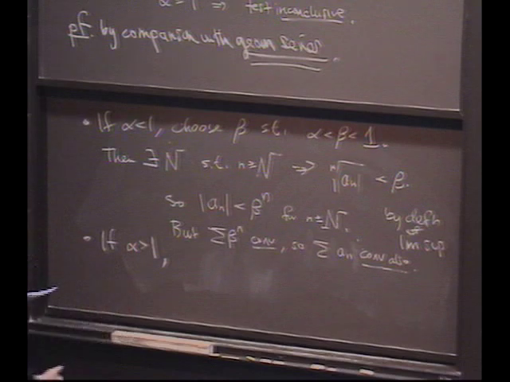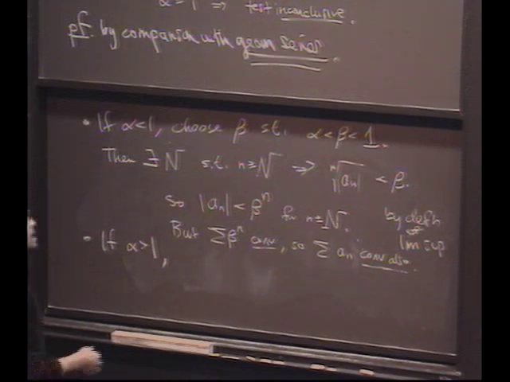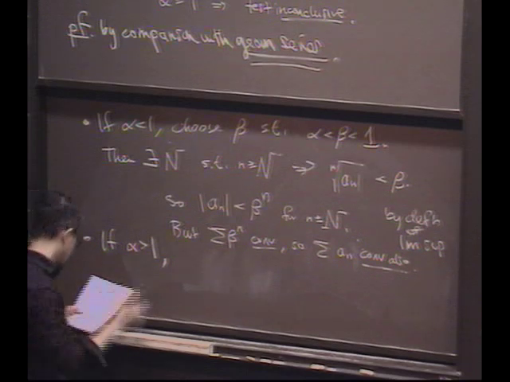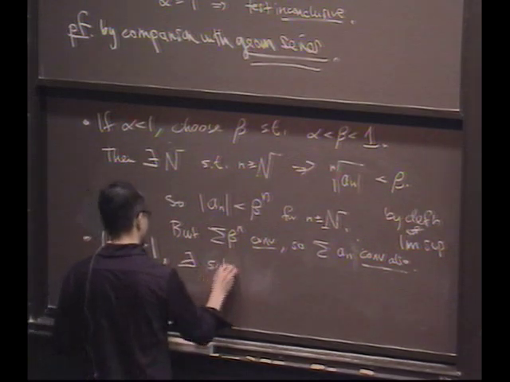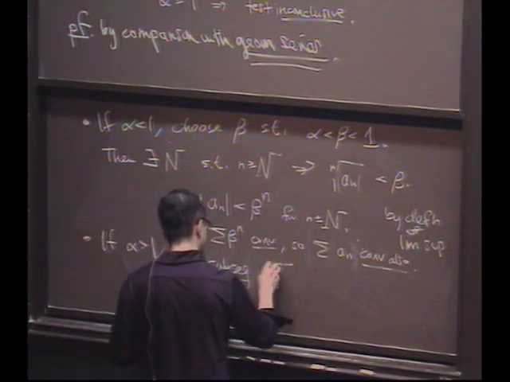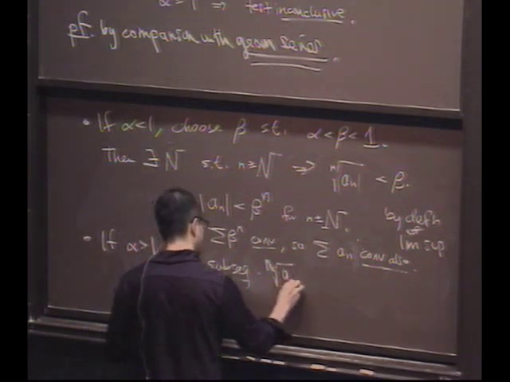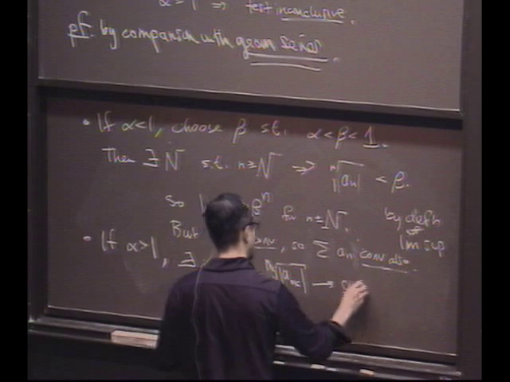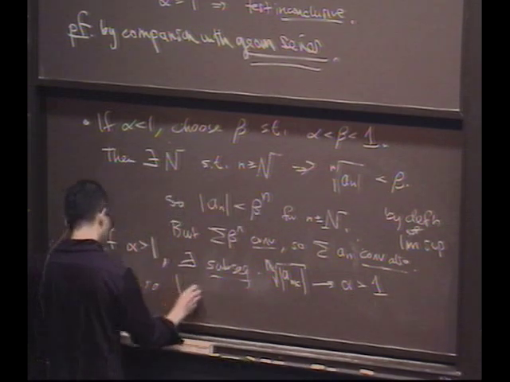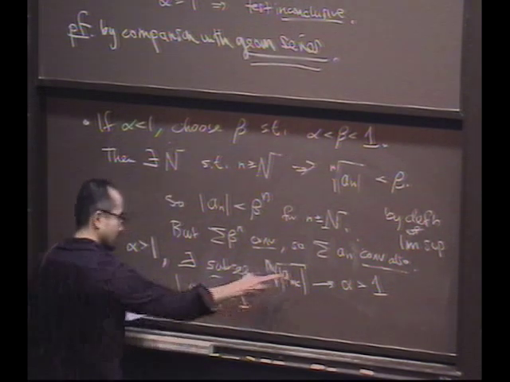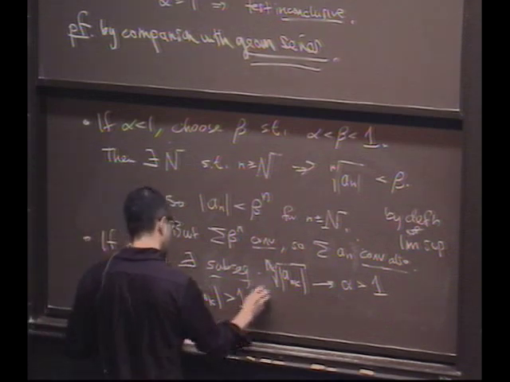So what about if alpha is bigger than 1? What do you think happens? What goes wrong when alpha is bigger than 1? Well, that means this lim sup is bigger than 1. The fact that lim sup is bigger than 1 means that there's a subsequence that converges to something bigger than 1. But if the subsequence converges to something bigger than 1, basically that means the terms don't go to 0, right? That's the intuition. So there exists a subsequence a_{n_k} that converges to some alpha bigger than 1. So what? Well, that means a_{n_k} is bigger than 1. This converges to something bigger than 1, so this thing is going to be bigger than 1 for infinitely many terms.